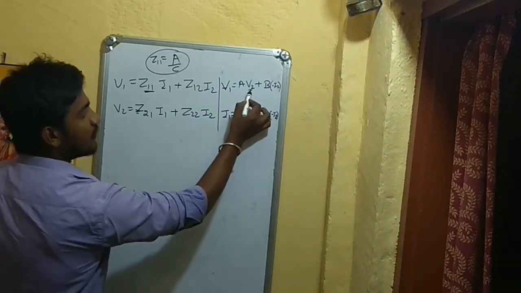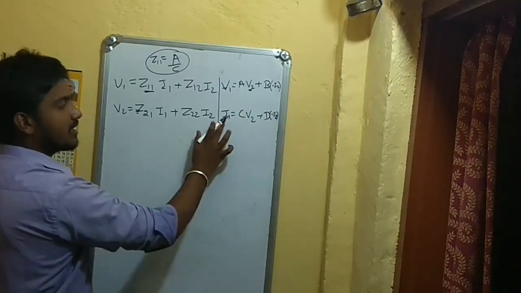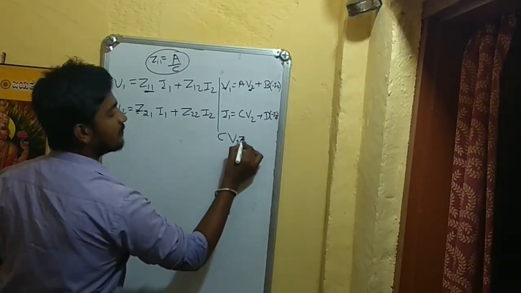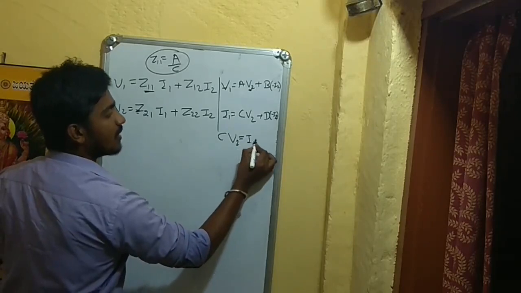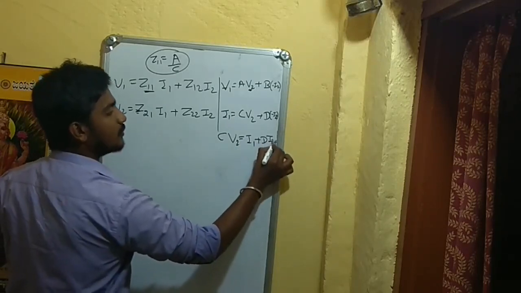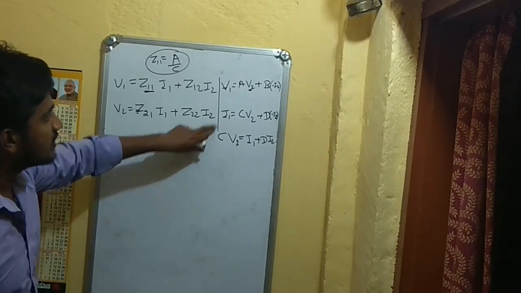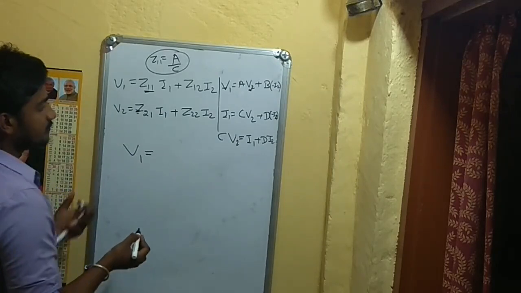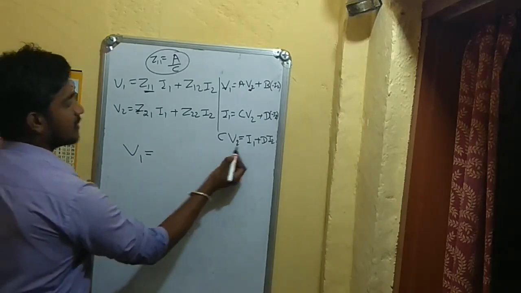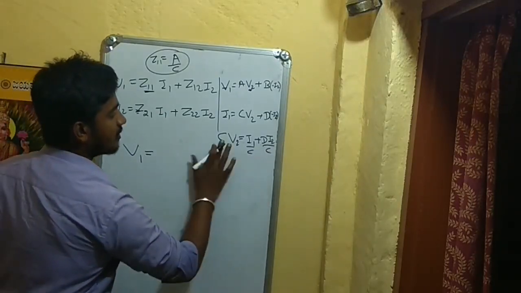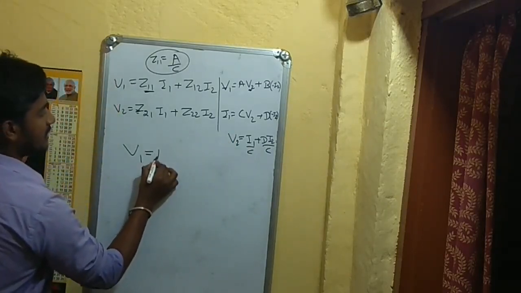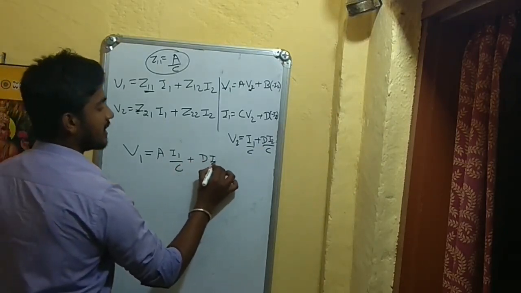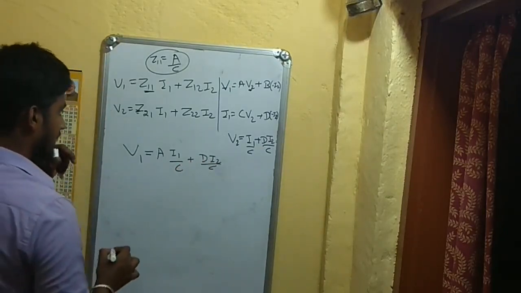Okay, instead of V2, from this equation I can write it in terms of I1, which means CV2 is equal to I1 plus DI2. Put this equation in the V1 equation. So V1 is equal to A, C will come to the denominator. So A into (I1 by C plus DI2 into C).